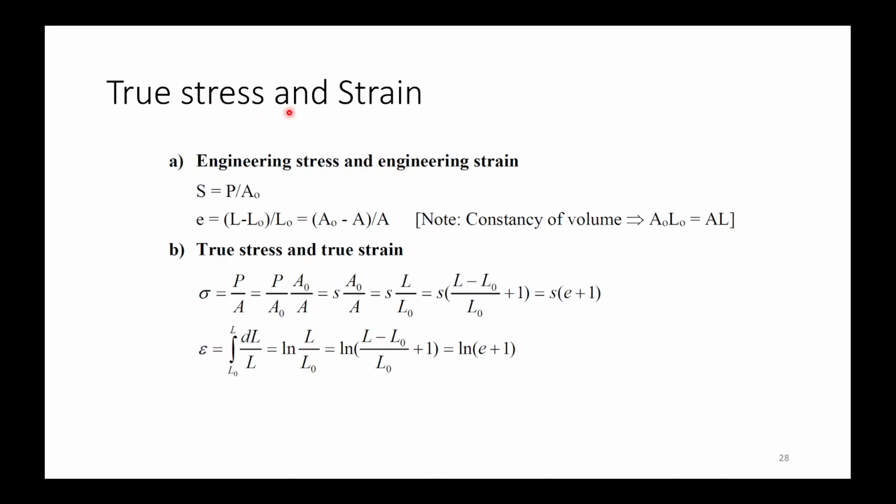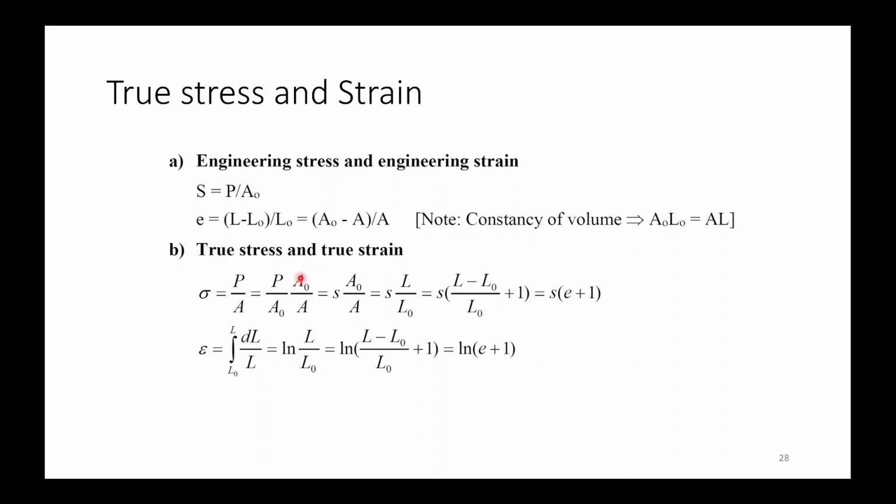Now for true stress and true strain, we can use some formulas for calculating, because we are not instantaneously measuring cross-section area and length. In the case of engineering stress, it's load divided by original cross-section, and for strain it is change in length divided by original length, or in terms of area because of constancy of volume. In the case of true stress, we can say it is load P divided by instantaneous area.